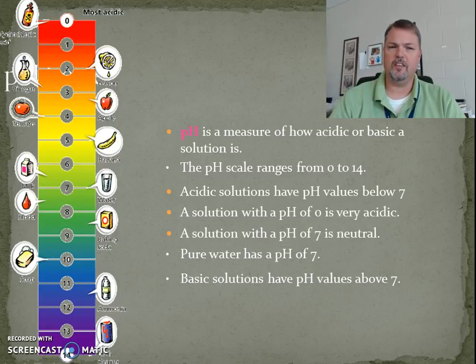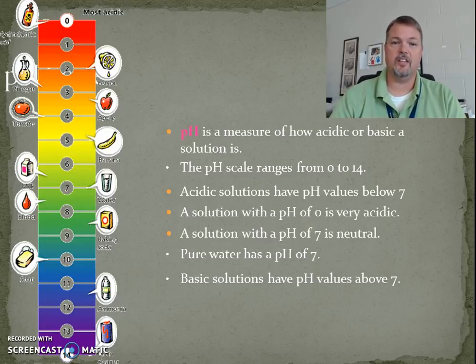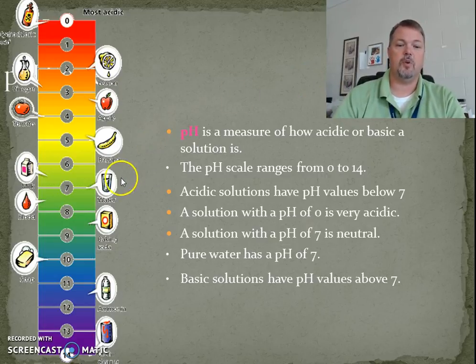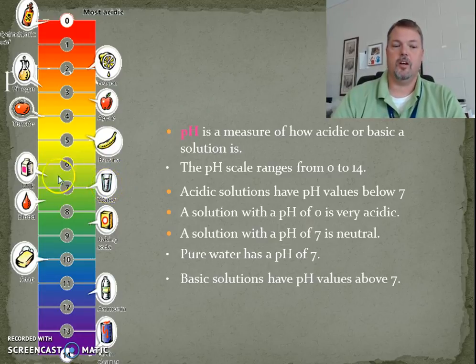So if I have anything that is above 7, that's considered a base. Anything below 7 is considered an acid. So if we just look at the scale and some of the common ones you see, all right, we have water, which is at 7. All right, milk, surprisingly, is an acid. It's about 6.5. It's not a very strong acid.